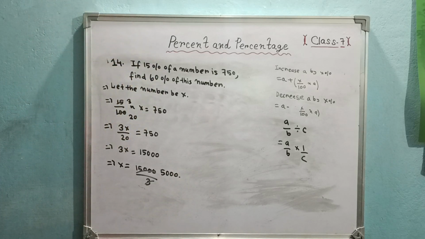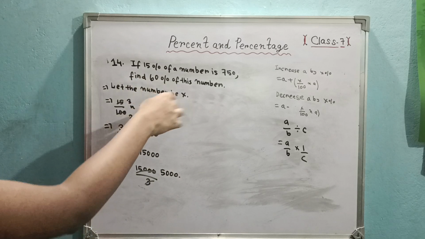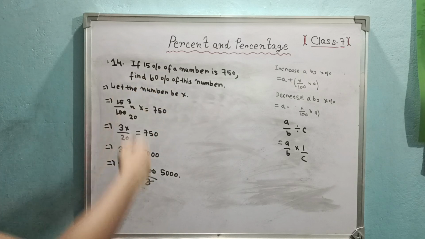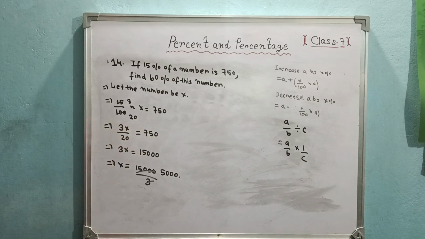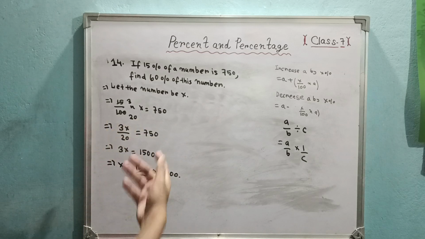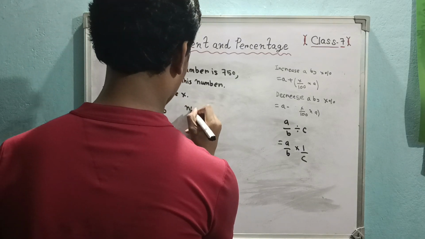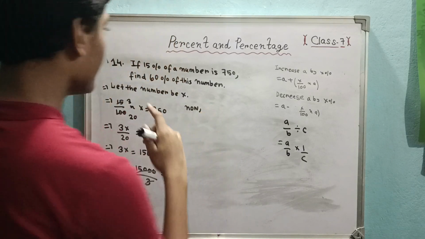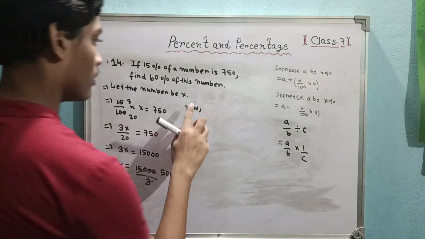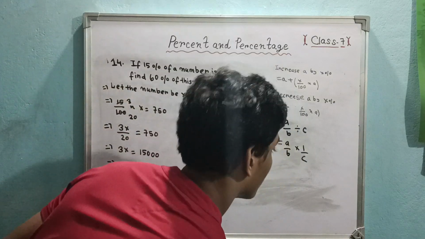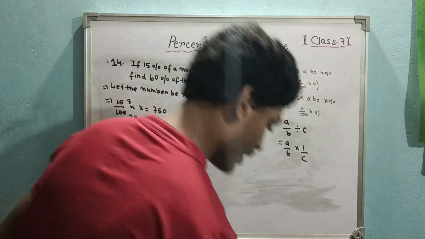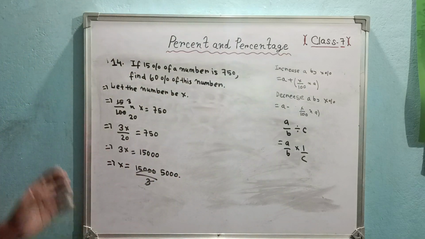Easy. 15% of a number is 750, we took it as x. 15% of means multiply of x equal to 750. Simple simplification: 3x by 20 equal to 750, x equal to 5,000. That's the first step. Now, we have been told to find 60% of this number. Okay. So, we have this number now, 5,000.